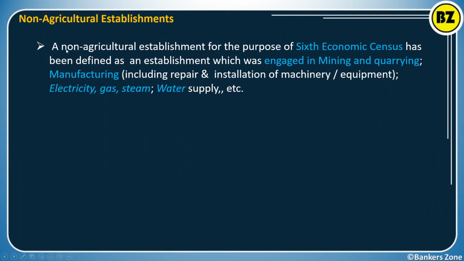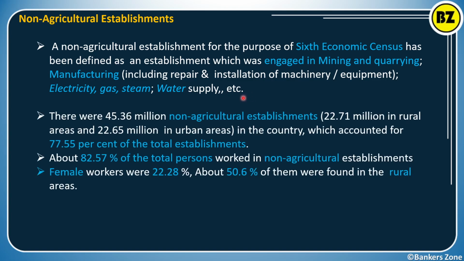Now let's talk about non-agricultural establishments. See, a non-agricultural establishment for the purpose of the sixth economic census has been defined as the establishment which was engaged in mining, quarrying, manufacturing, which includes the repairing and installation of machinery also. Okay, then electricity, gas, steam, water supply, etc. So these are what non-agriculture establishments are.